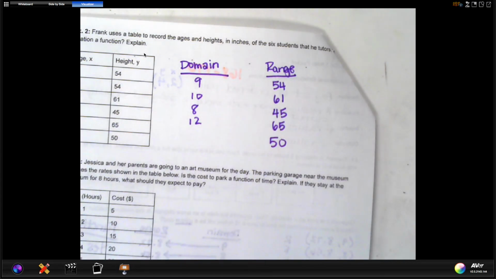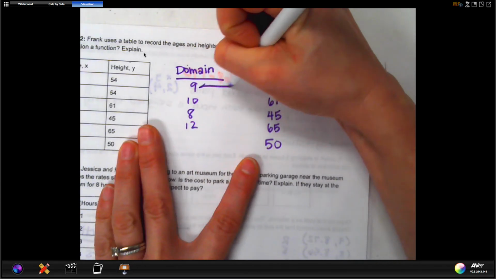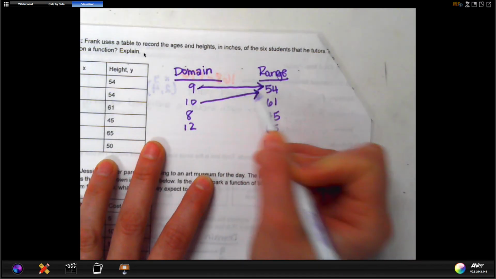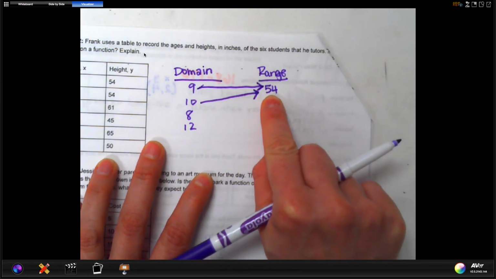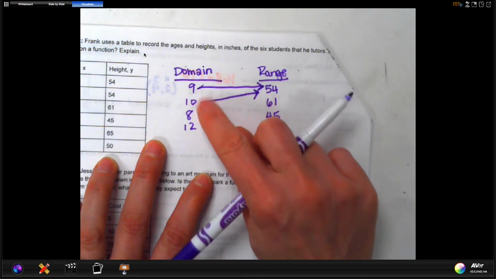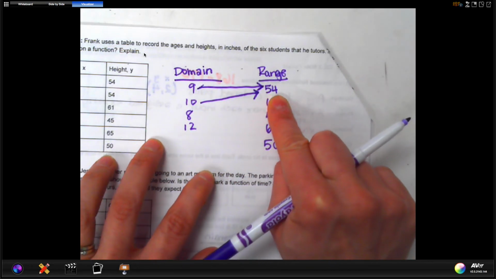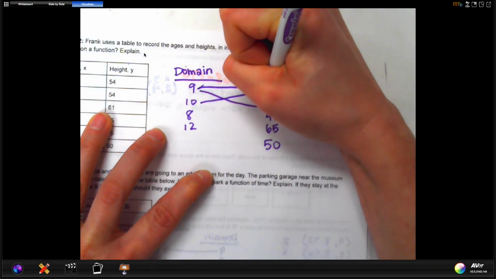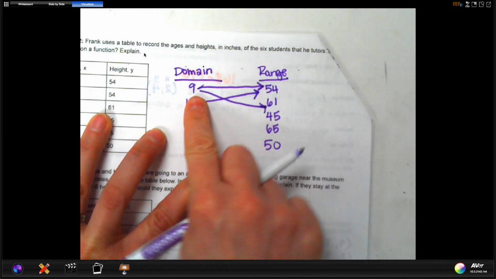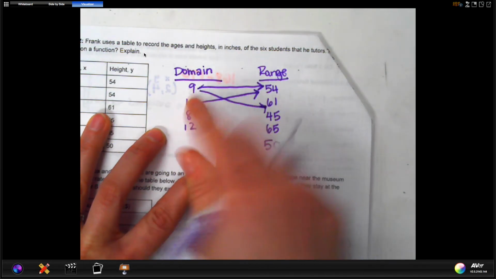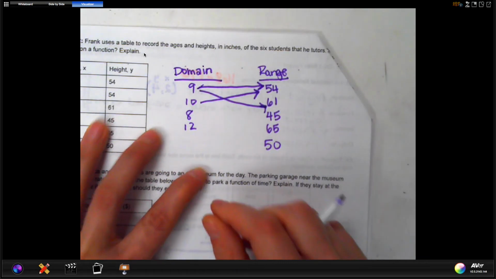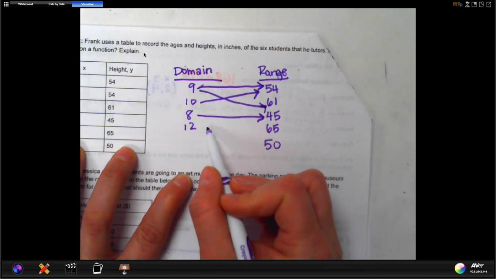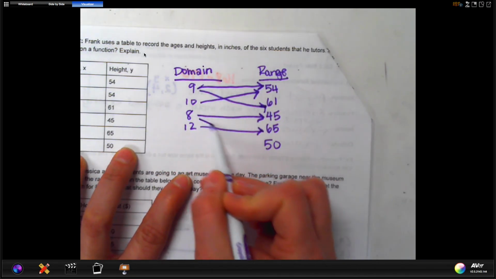Okay, let's draw our arrows now. So 9 maps to 54. 10 also maps to 54. Now notice there are 2 arrows going to the same one in the range, but there's only 1 coming out of each. So far we're okay. That's a function. 9 maps to 61. All right, and now already we have 2 arrows coming out of one in the domain, so we know it's not going to be a function. But let's finish it. 8 maps to 45. 12 maps to 65, and then 8 maps to 50.